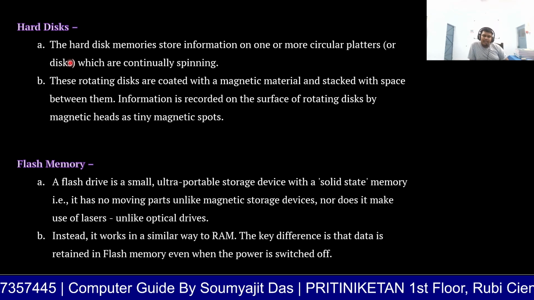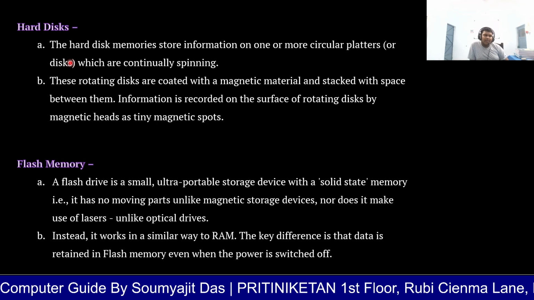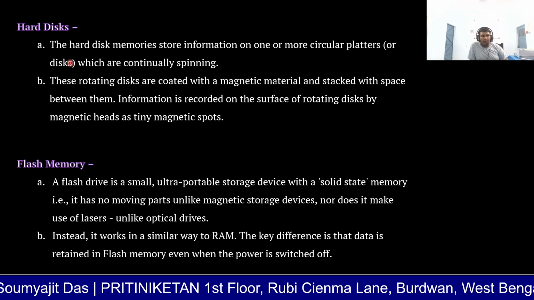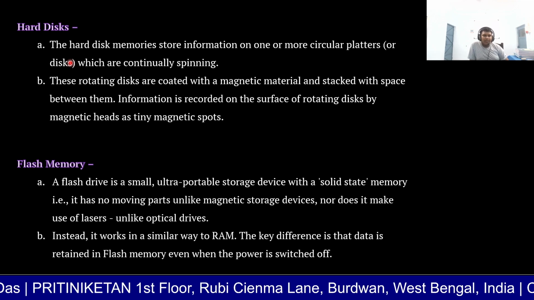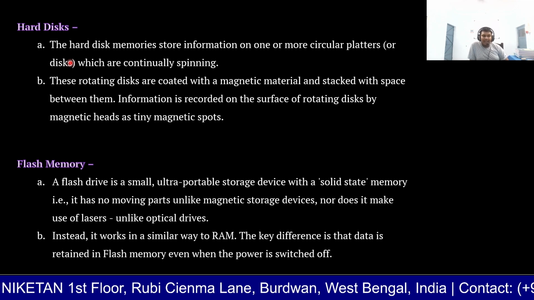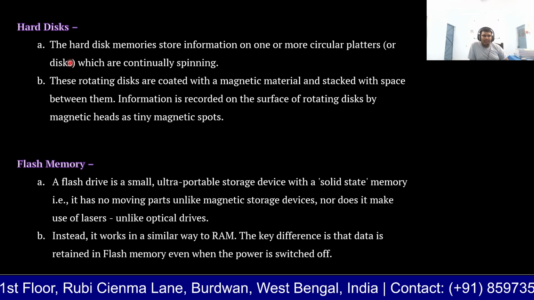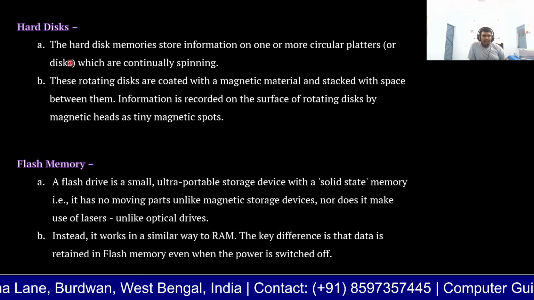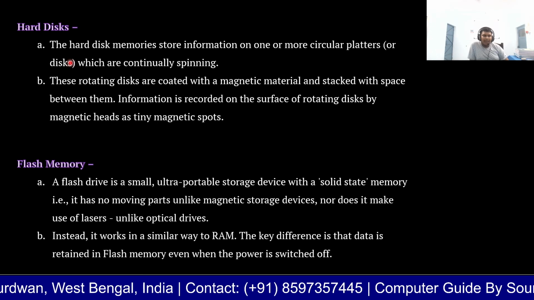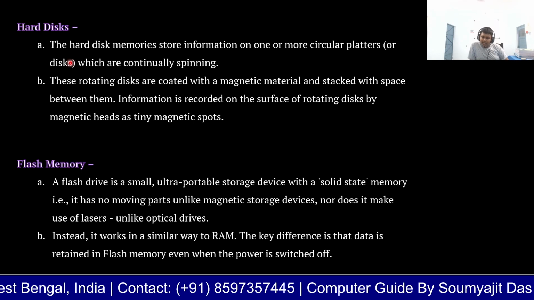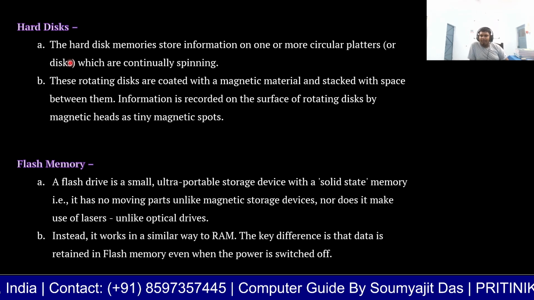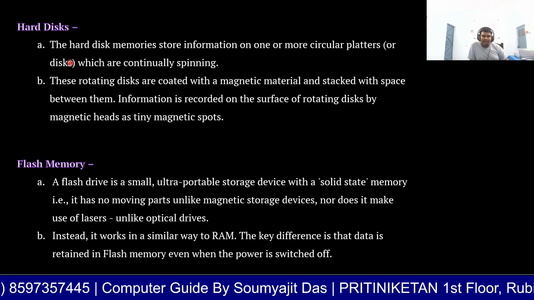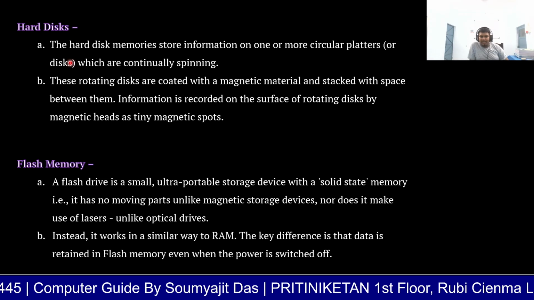or let's say SSD. Hard disk memory stores information in one or more circular disks which are continuously spinning. These rotating disks are coated with a magnetic material and stacked with a space between them. The information is recorded on the surface of the rotating disks by the magnetic head as tiny magnetic spots. You may look at the diagram. There is a disk, and a pin on top is used to scratch every time to write data or read the data.